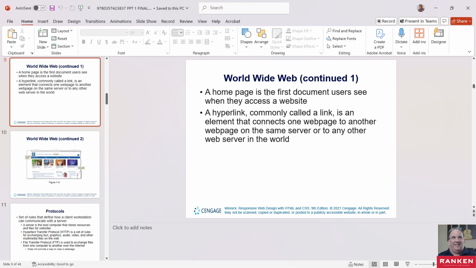A home page is the first document users see when they access a website. And a lot of these servers, the way things are set up, from a server standpoint, a server can be a piece of hardware, right? Like a computer, which it is a type of computer from a hardware perspective. But then there's also software that is installed on these servers, and they kind of call that servers too. It's kind of the software server.